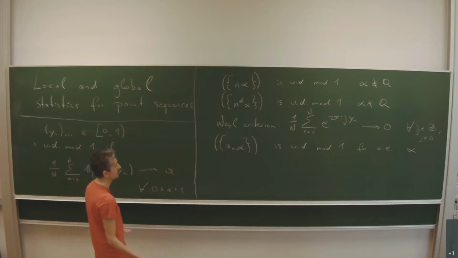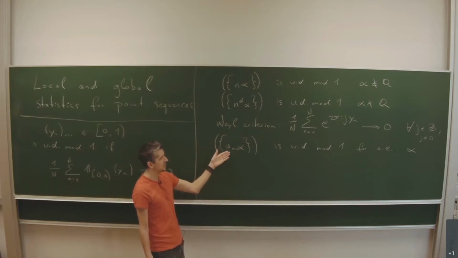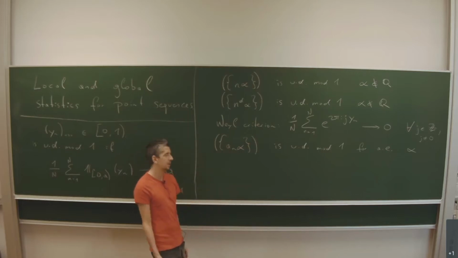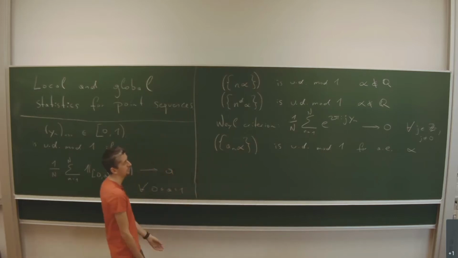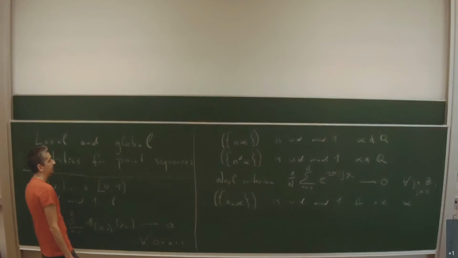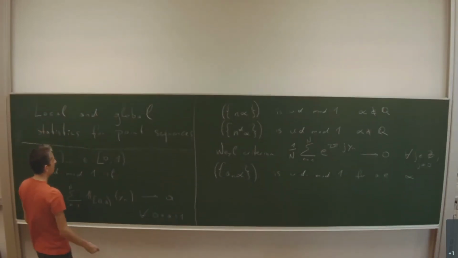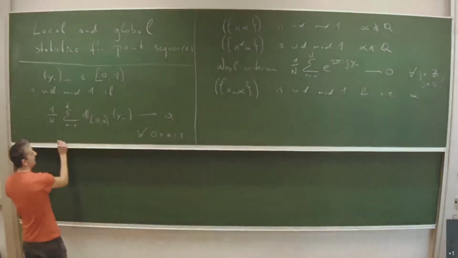So the point is, this metric theory here is very simple. Whatever the sequence a_n is, the fractional parts of a_n alpha are always uniformly distributed for almost all alpha. It's very, very simple. So now we switch to the local statistics. What's that?